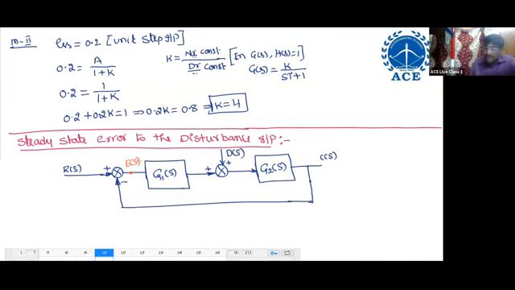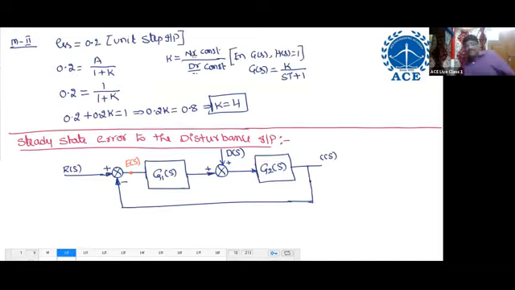Now come on, find the error. Find E of S by R of S. First I'll calculate for R of S, next for D of S. So I'll calculate the steady state error with R of S. Find E of S by R of S. Here E of S, here R of S.